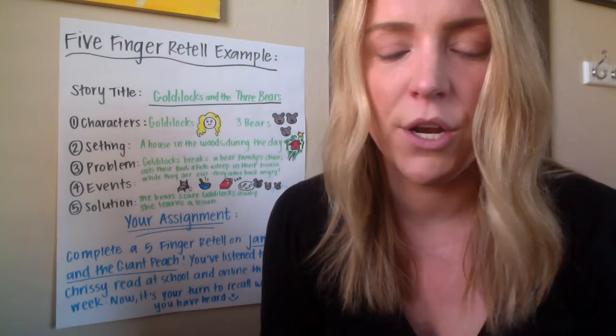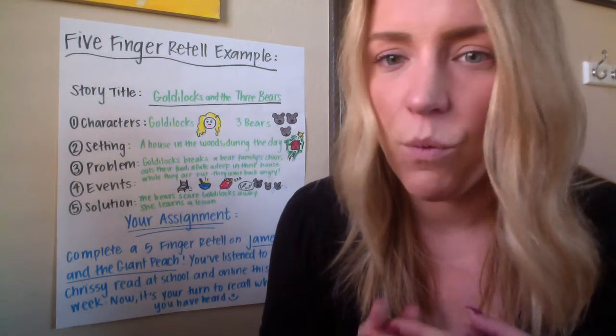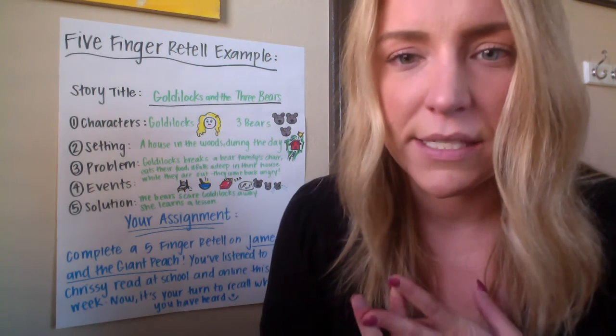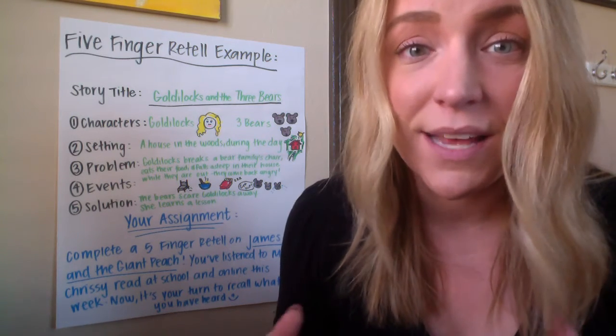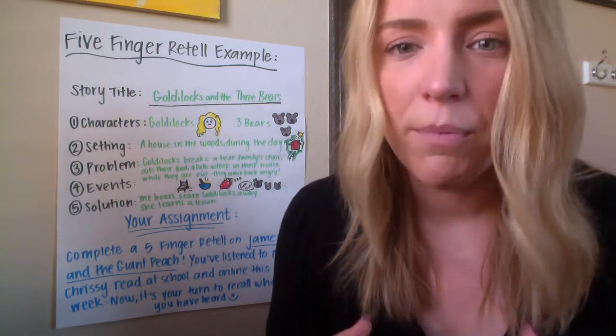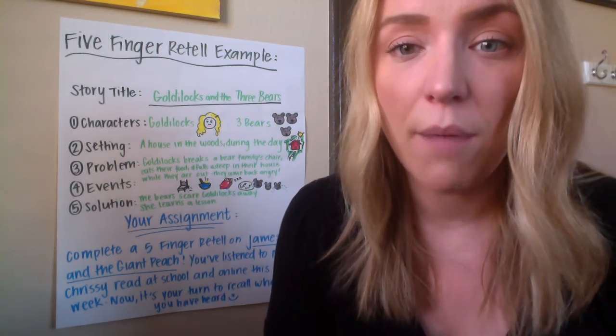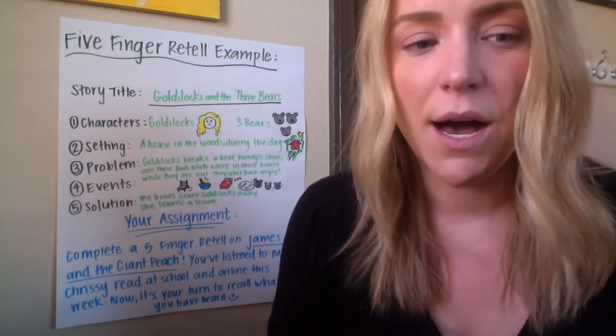Okay, so I want to know, who are my characters in James and the Giant Peach? What is the setting? Where and when is the story taking place? If it takes place in a few different locations, that's fine. Tell me about them. What is the problem in our story? There may be a few problems that James and other characters have to overcome.